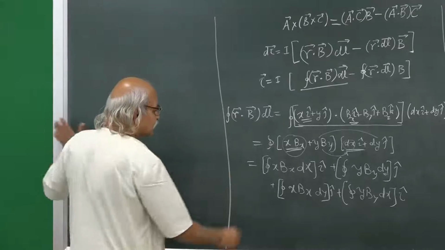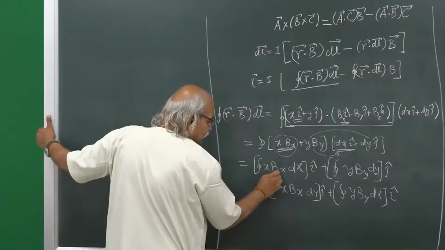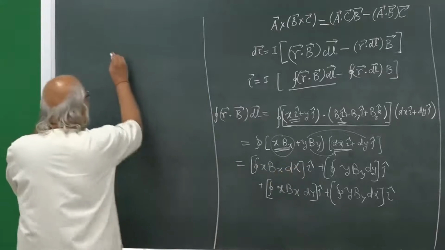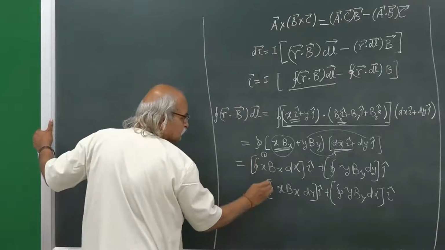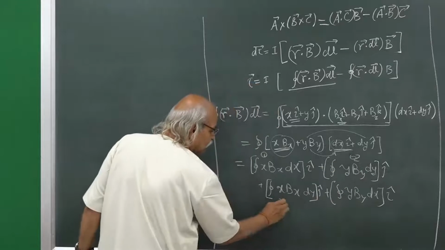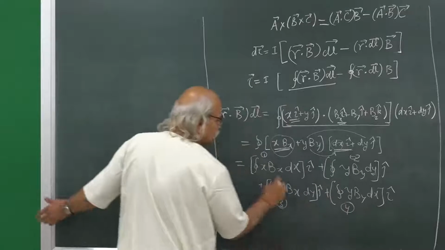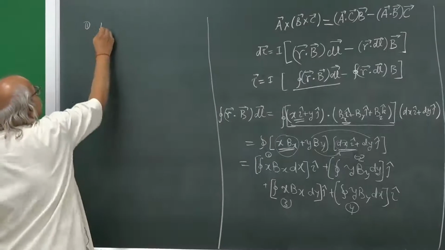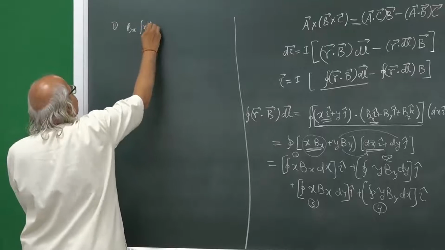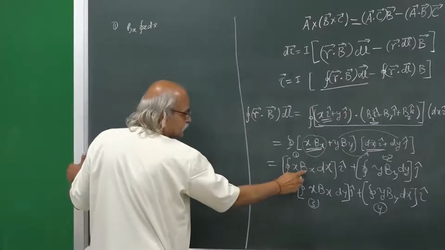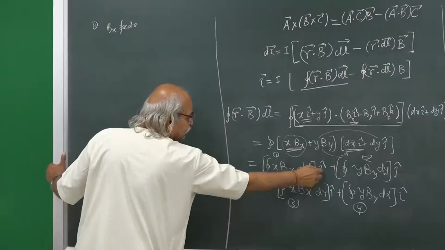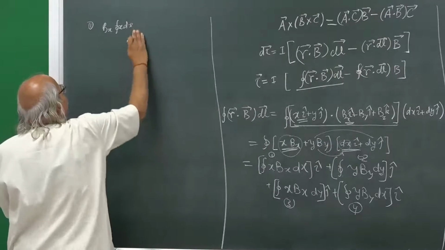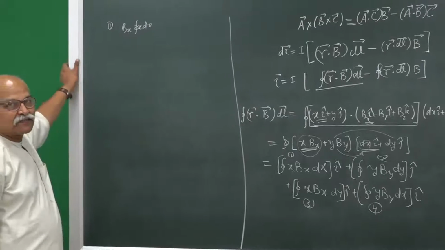Now there are several integrations. This one, this bx is constant, this bx is constant, so it will be x dx integration. So let's name it 1, 2, 3, 4. So let's talk of one. What is it? Bx integration x dx. Bx is constant, comes out, integration x dx, and then I cap. So this is I cap. Let's do the integration. We'll put the I cap later.